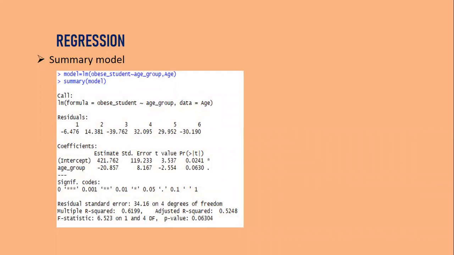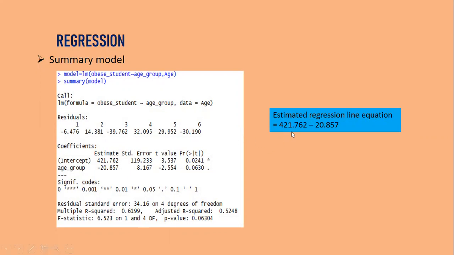From the output, the estimated regression line equation is equal to 421.762 minus 20.857x. The intercept is 421.96 and the slope is negative 20.587, which tells us that the average number of students with obese decreased by 20.587 on average for each increment in the age of students.